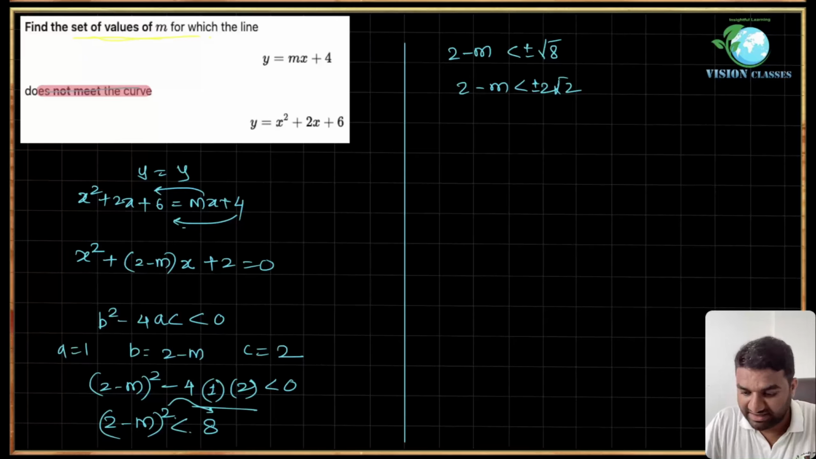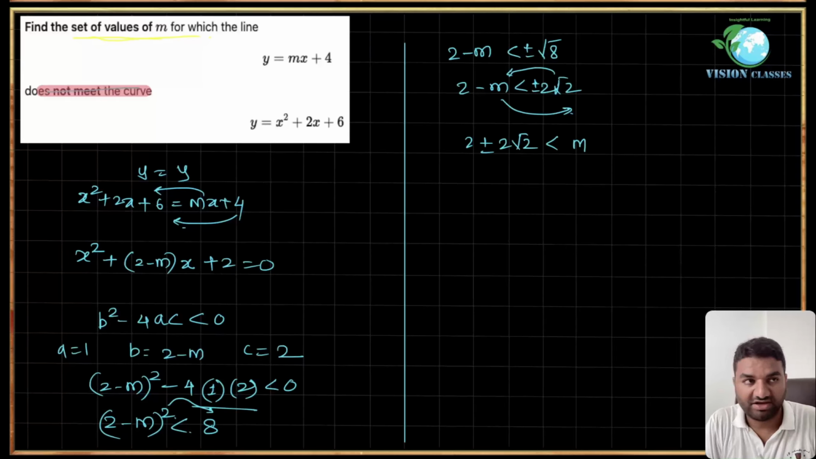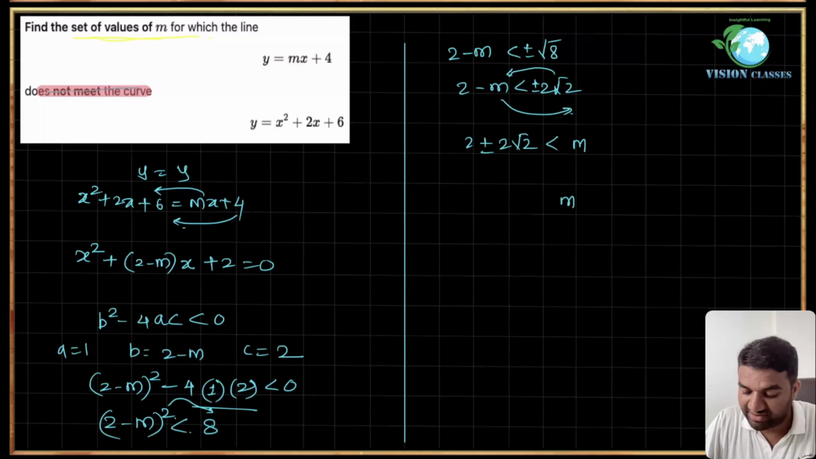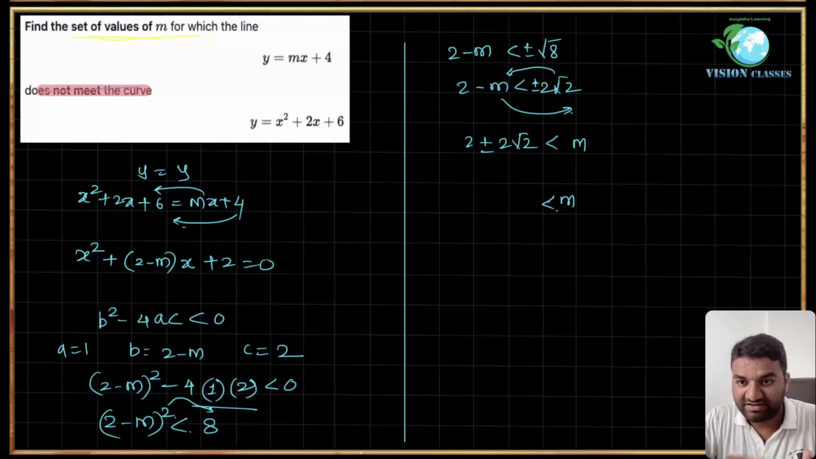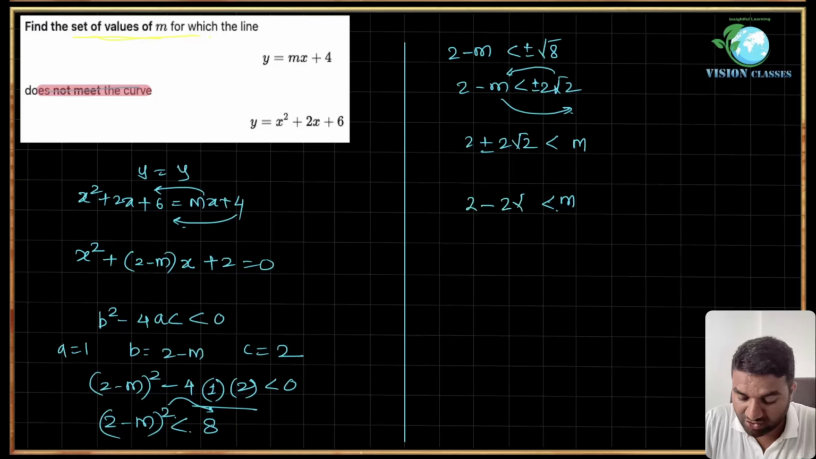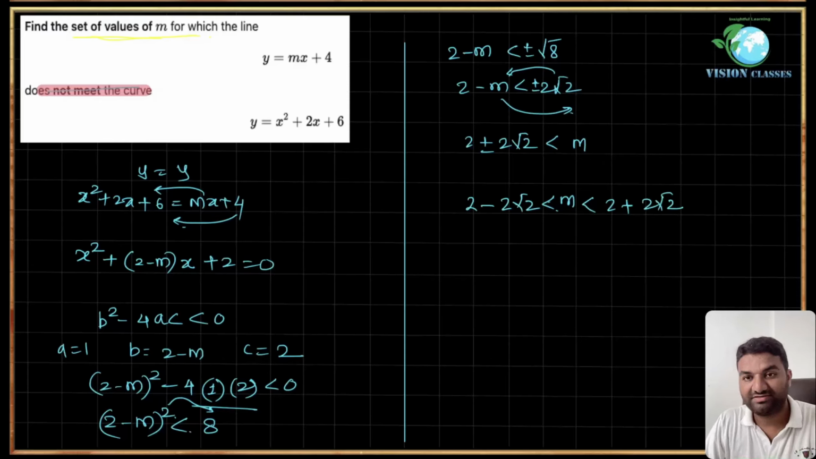Then next, transfer the 2 to the other side, with m on the right. So 2 minus 2 root 2, less than m, less than 2 plus 2 root 2. Now m you can write in this form, going from the lesser value to the greater value. That's it, this is the answer.